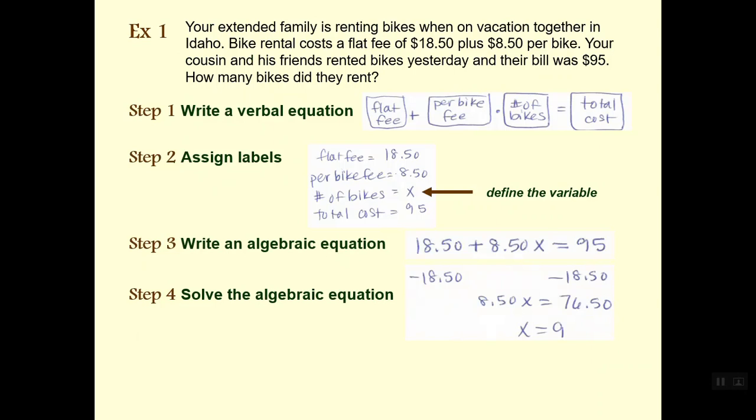And then the very last step is to answer in a sentence, because we want to interpret our results, and so our answer would be that they rented 9 bikes. So we're going to walk through all of these together next in class, but I just wanted to introduce to you the procedure that we're going to be using so that you'll have a sense ahead of time of all of our steps.